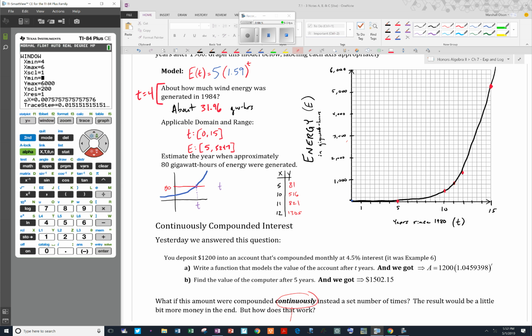and since I'm looking for where it equals 80, I don't need to go all the way up to 6,000. How about we just go up to 100? So this graph's going to look radically different. I got to change my y scale too. I can't go by 200s if I'm only going up to 100.